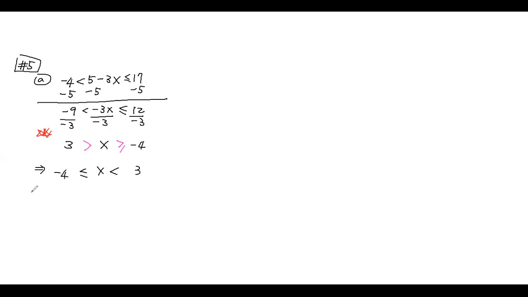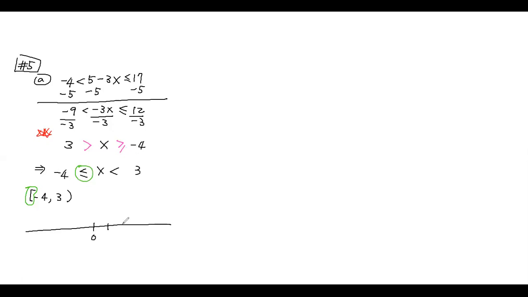If you want the solution in interval notation, it will be between -4 and 3, right? Be careful here. I use the bracket because of the equal sign, and you use the parenthesis because they don't have an equal sign. So this is the interval notation, or you can draw it on the real number line here.